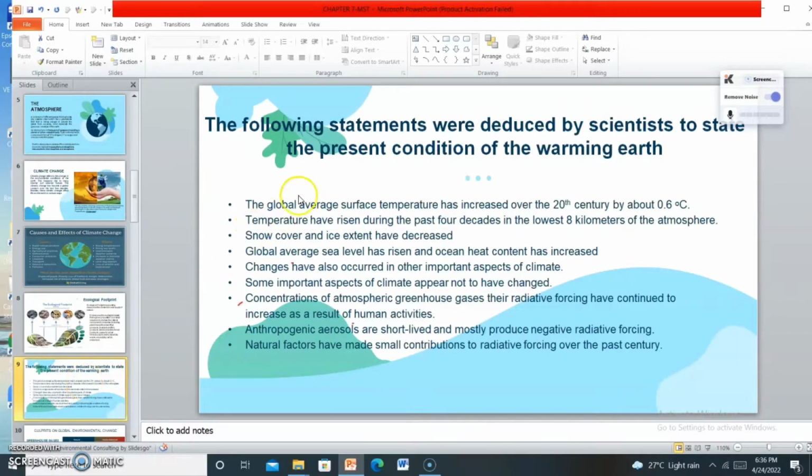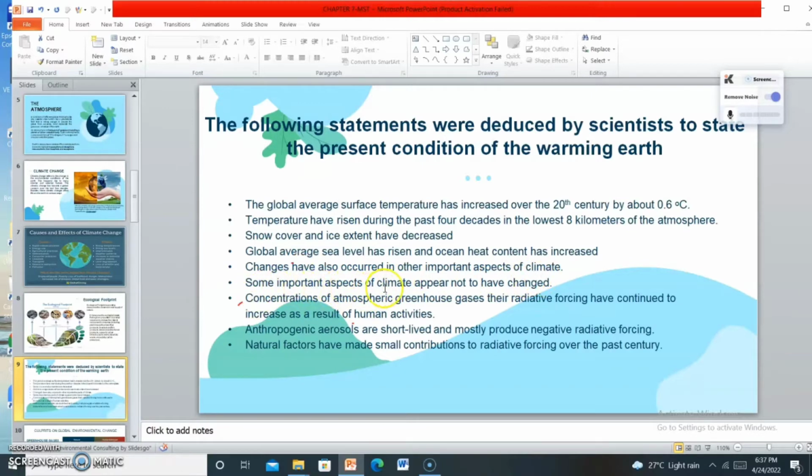Next are the following statements deduced by scientists to state the present condition and the warming of Earth. First, the global average surface temperature has increased over the 20th century by about 0.6 degrees Celsius. Second, temperatures have risen during the past 4 decades in the lowest 8 kilometers of the atmosphere. Snow cover and ice extent have decreased. Global average sea level has risen and ocean heat content has increased. Changes will also occur in other important aspects of climate.